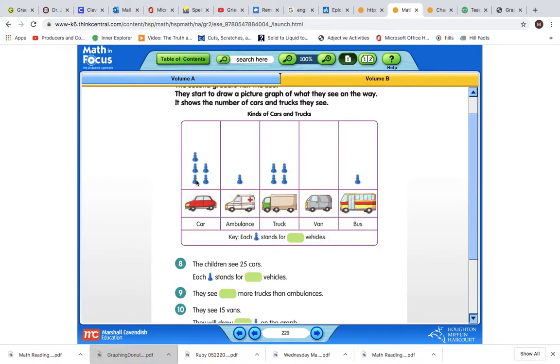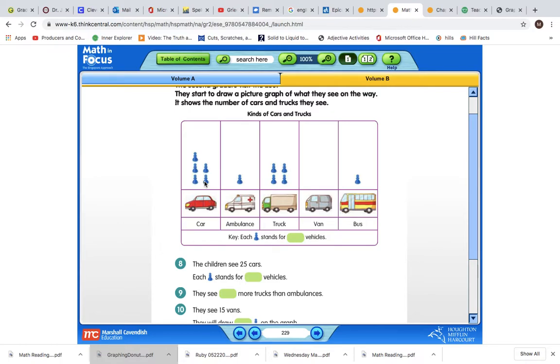If we count by ones, 1, 2, 3, 4, 5, that gives us 5 cars, but it's 25 cars, so that's not right. If we count by twos, 2, 4, 6, 8, 10 is not enough. That's only 10 cars. Let's count by threes. 3, 6, 9, 12, 15, not 25. Let's count by fours. 4, 8, 12, 16, 20. Still not enough. Let's try fives. 5, 10, 15, 20, 25.